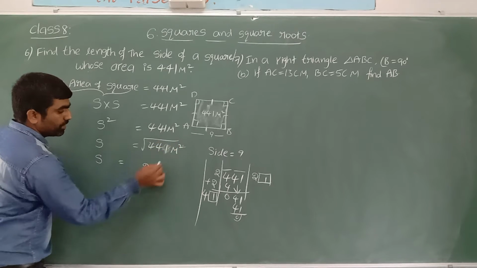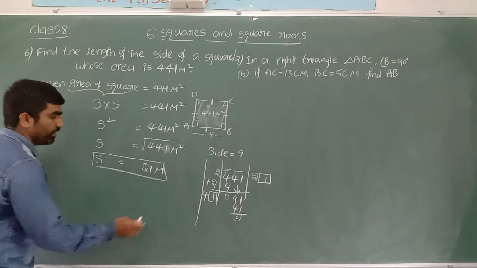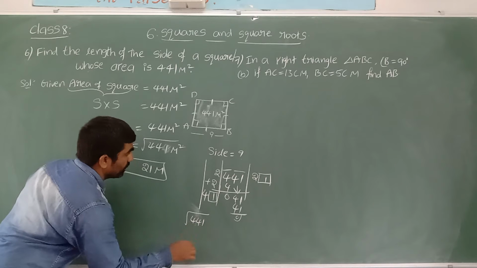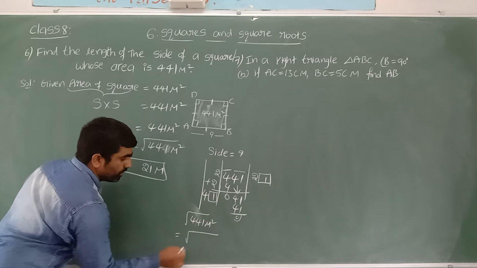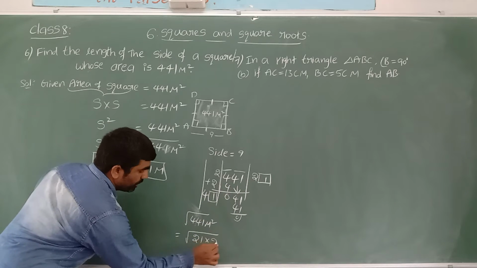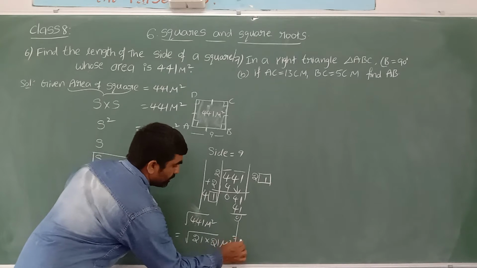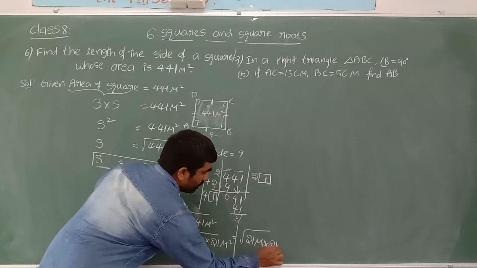We can write 21 square meters, but we can cancel the square and write meters. So the side is equal to how much? 21 meters. For more clarity, we can write the square root of 441 meter square as 21 into 21 meters square, that is, the square root of 21 meter into 21 meter.